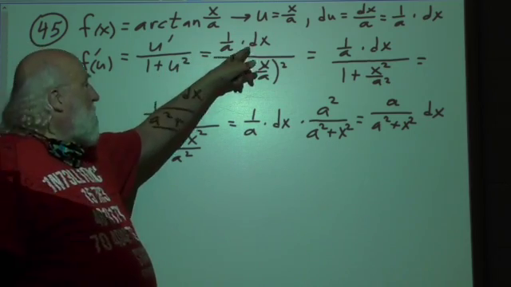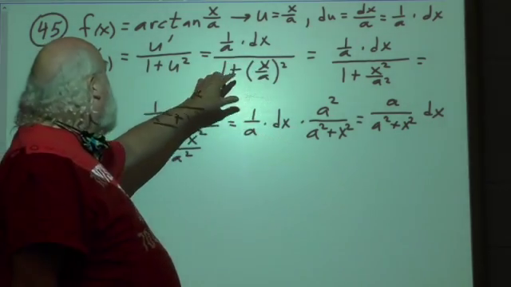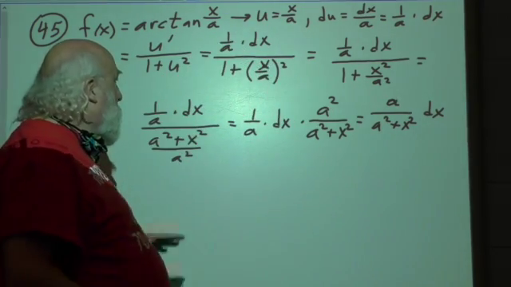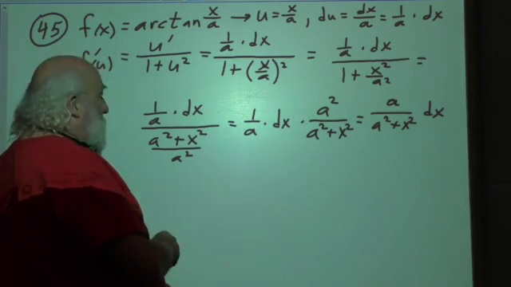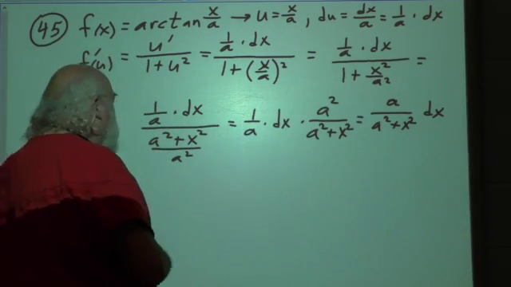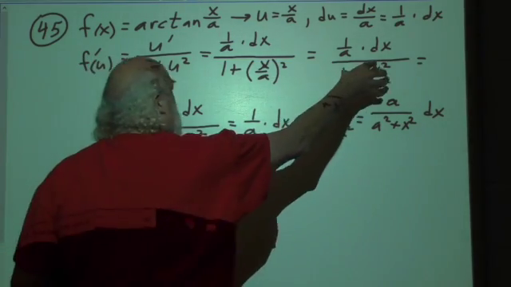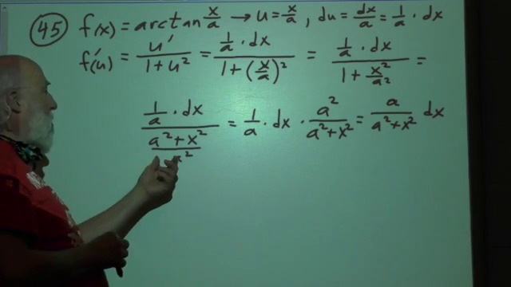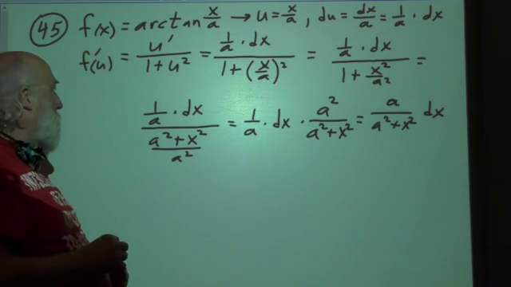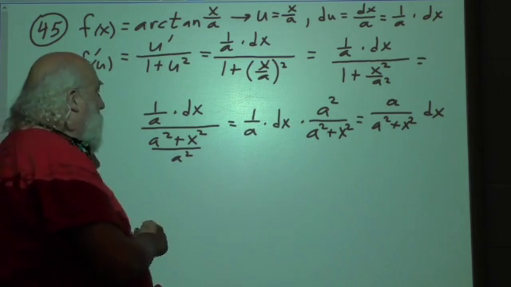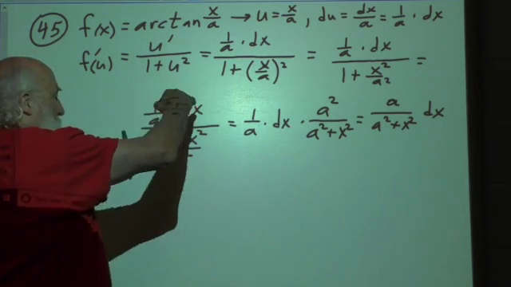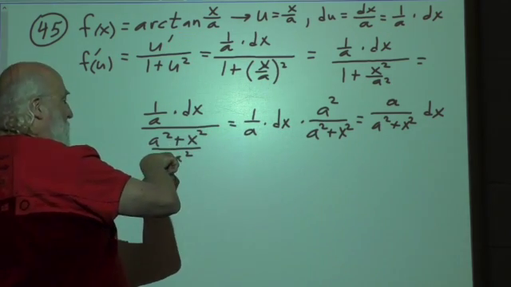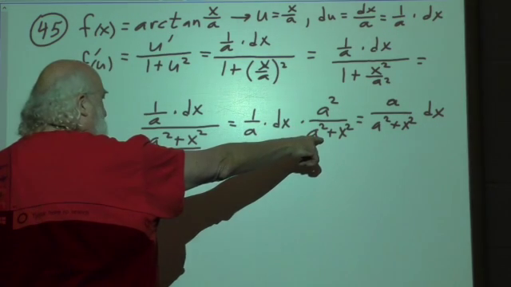Well, I get 1 over a times dx over 1 plus, and then we said u is x over a, so it's x over a quantity squared, which of course is x squared over a squared. Now I'm going to make one whole fraction in the denominator. Lowest common denominator is a squared, so the numerator becomes a squared plus x squared. And now I'm going to be able to divide these two fractions by multiplying by the reciprocal of this fraction right here. So this becomes a squared over a squared plus x squared.